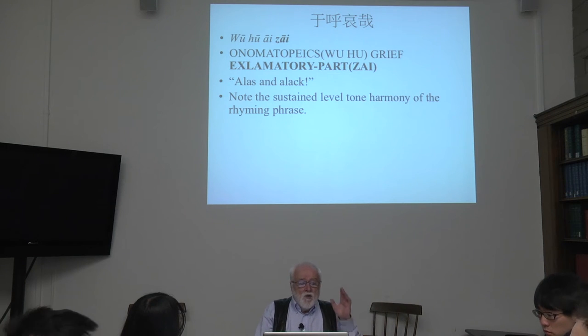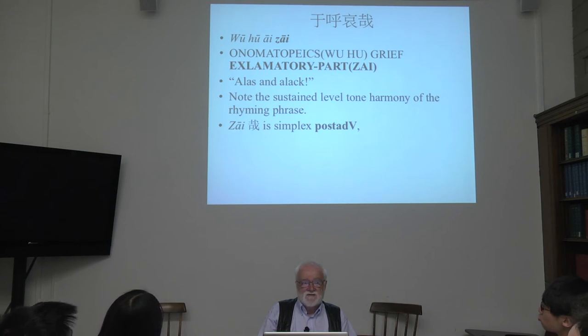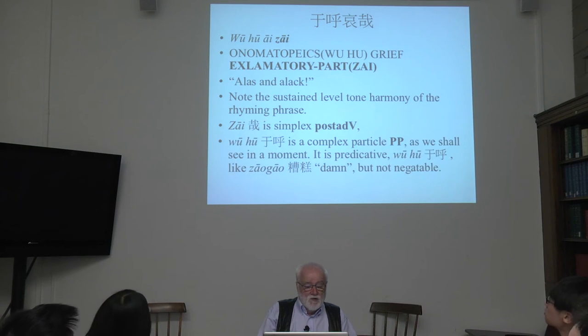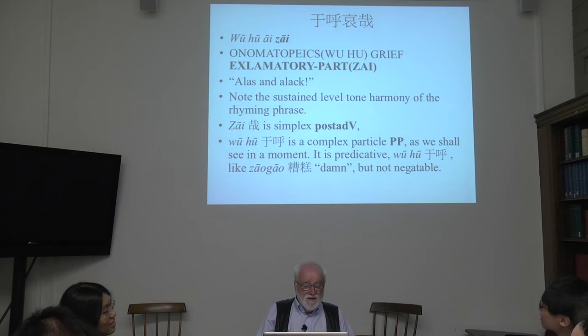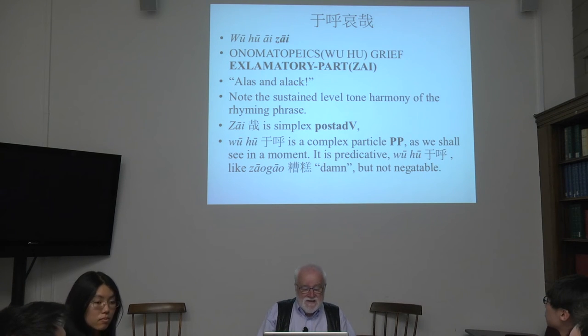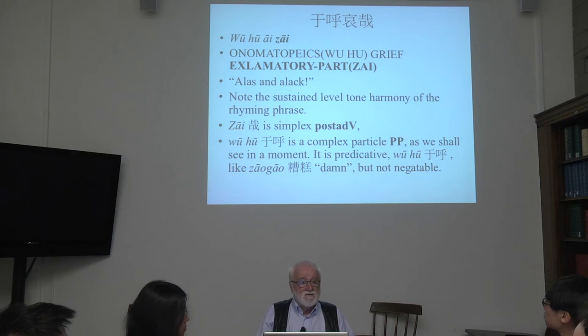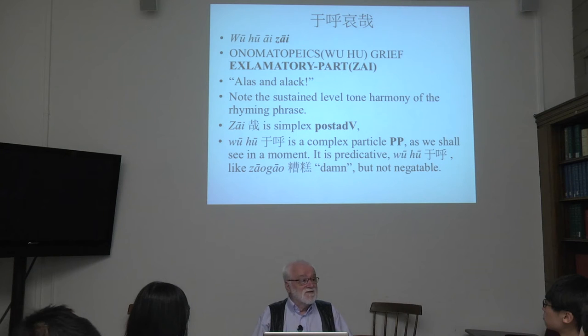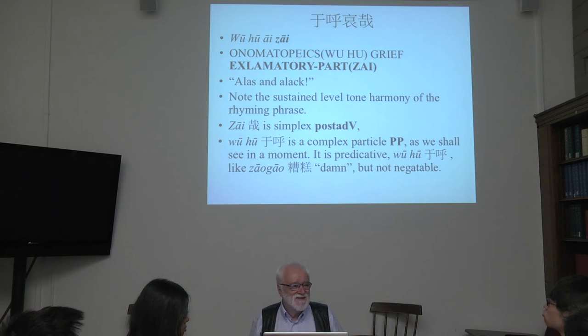So we have wuhu ai zai. Zai is a simplex P post ad V, right? We discussed that. And wuhu is a complex particle PP, cannot be denied. You cannot say ta bu wuhu, or wa bu wuhu, you see. And it is predicative, wuhu, like zao gao. But ta wan jian bu zao gao, ta bu zao gao. Zao gao is emphatic, but not like wuhu. You get it? But of course, zao gao also rhyming and so on.